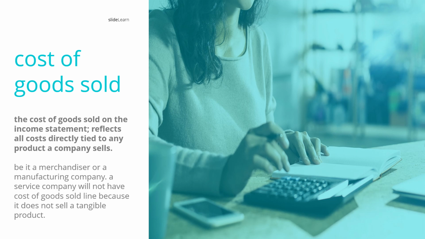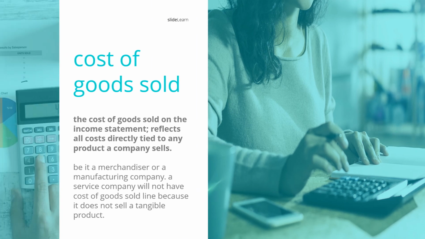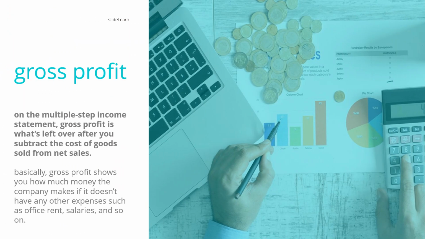Because purchases are an expense and normally carry a debit balance, a contra purchase expense will carry a credit balance. On the multiple-step income statement, gross profit is what's left over after you subtract the cost of goods sold from net sales. Basically, gross profit shows you how much money the company makes if it doesn't have any other expenses, such as office rent, salaries, and so on.